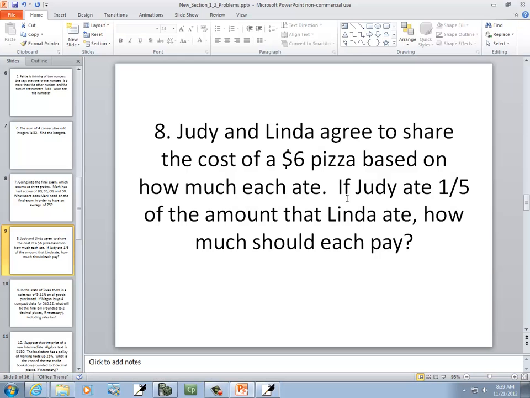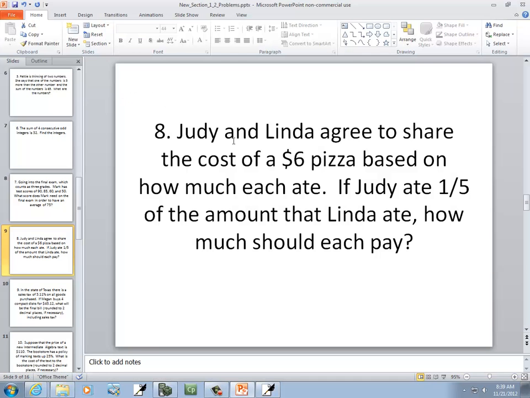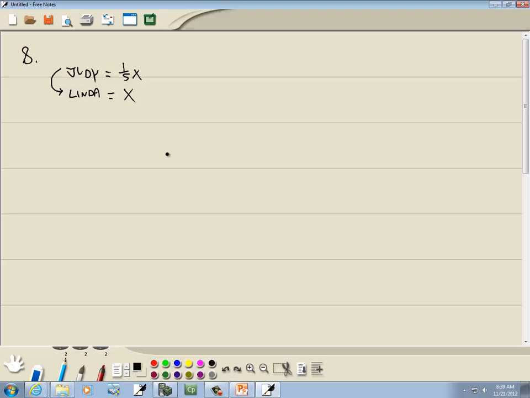Now it says Judy ate 1/5 of the amount that Linda ate. So 1/5 of this would be 1/5 x. Now this one I would have had trouble putting numbers to it. It's probably easier just to do the setup like you see here. And it says the total cost is $6. So we got 1/5 x plus x is equal to 6.